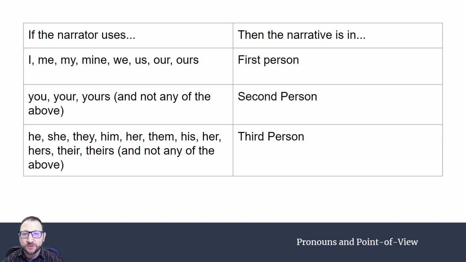So in third person point of view, the narrator only uses third person pronouns like he, she, they, him, her, them, his, her, hers, their, theirs, but not any of the ones in second or first person. While in first person point of view, the narrator can use any of these pronouns. Quotes in stories don't count because they are always from the speaker's point of view.